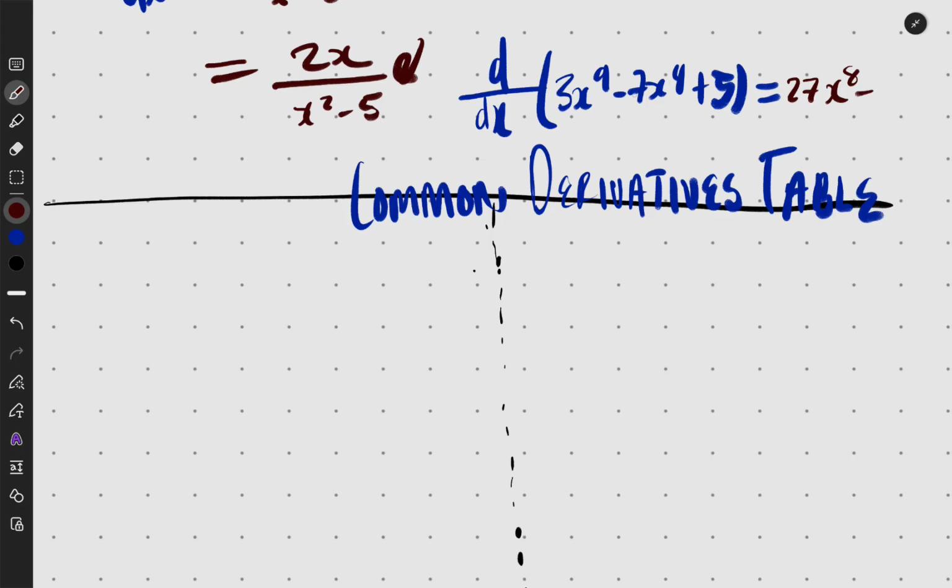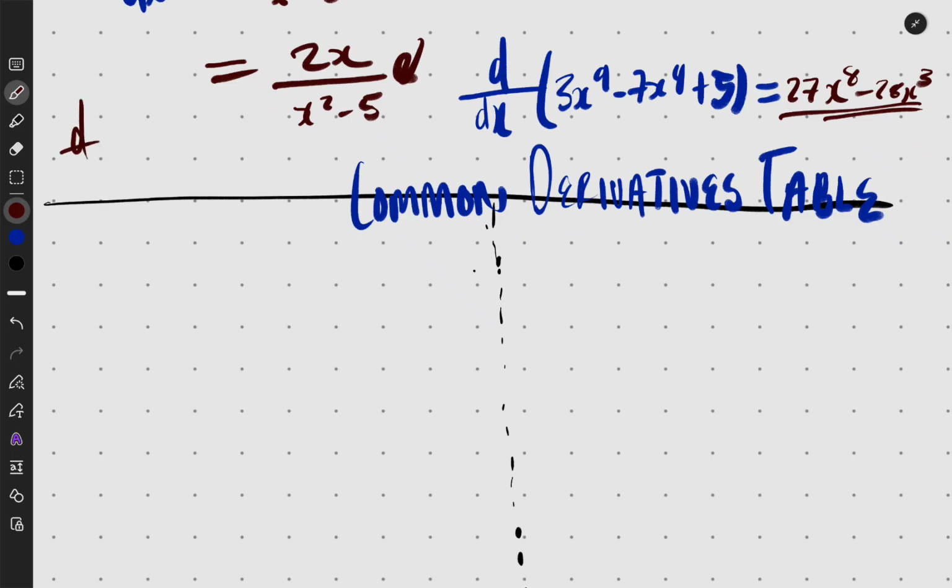Minus, drop the power. 4 times 7 is 28. It now becomes x to the 3. Okay? It now becomes 28 x to the 3. Then what is the last one? Derivative of 5 is 0. So this is going to be your final solution. What did you use here? You used the power rule, okay? Which is drop the power, reduce it by 1.